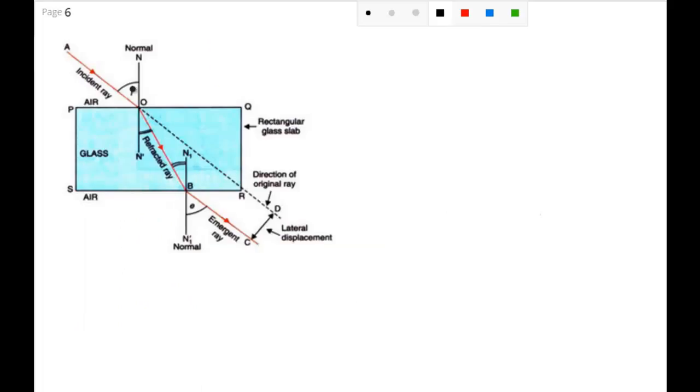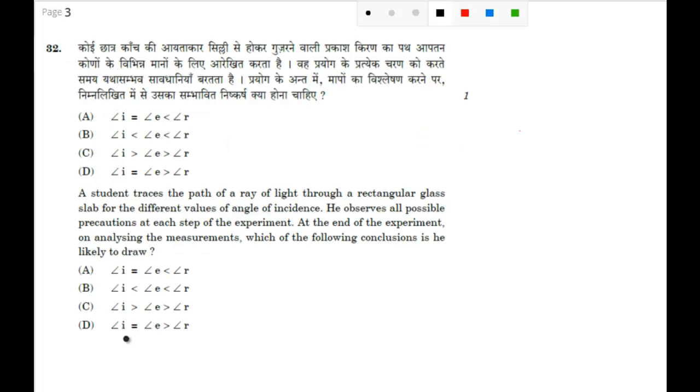If you see here, this is your angle of incidence, and if the ray is traveling from a rarer medium, that is air, to a denser medium, that is glass, it will bend towards what? Normal, right? So this is your R. You can see here that I is greater than R, and you should always remember that the angle of incidence equals what? The angle of emergence, right? So from this you can easily answer this question: I equals E, angle of incidence equals angle of emergence, and that is greater than the angle of refraction.